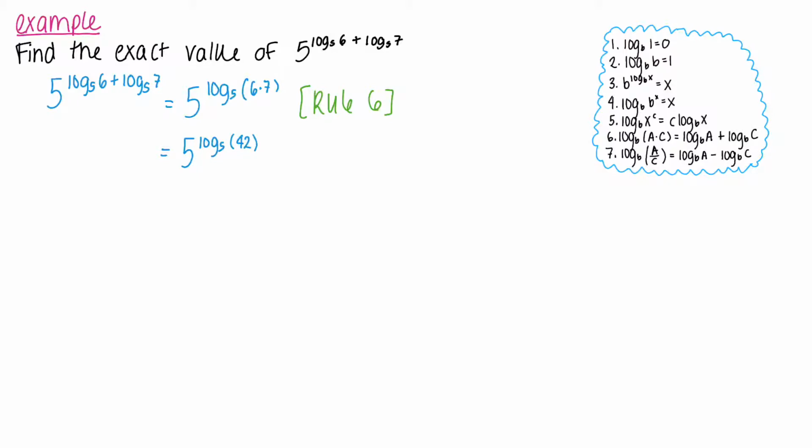So simplifying that, we have 5 to the log base 5 of 42, because 6 times 7 is 42. Now, looking at our rules over here, rule number 3 says if the base is raised to a logarithm with the same base as the exponent's base, then they could just cancel and you get whatever's inside the logarithm. So essentially, the 5 and the log base 5 cancel, and you're left with 42. And that was by rule number 3.